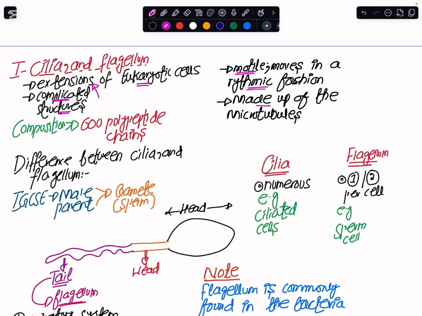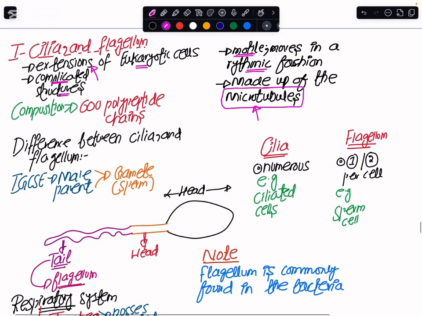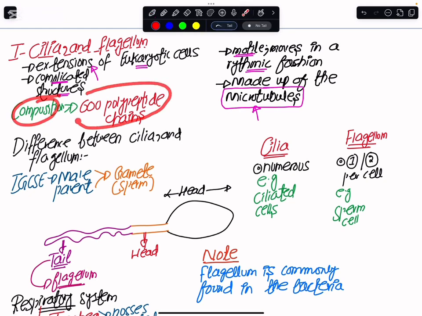And if I were to tell you again, as the centrioles were made up of microtubules and the cytoskeleton was made up of microtubules, likewise the cilia and the flagellum are again made up of microtubules. We will see how the microtubules align to make the cilia and the flagellum. In terms of composition, they are made up of some 600 polypeptide chains.